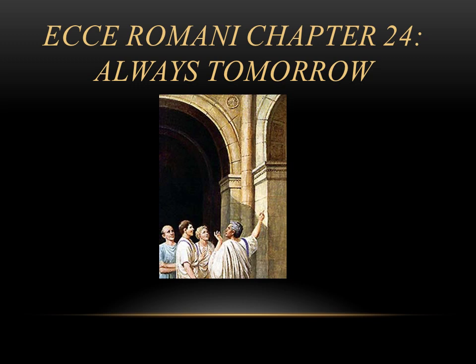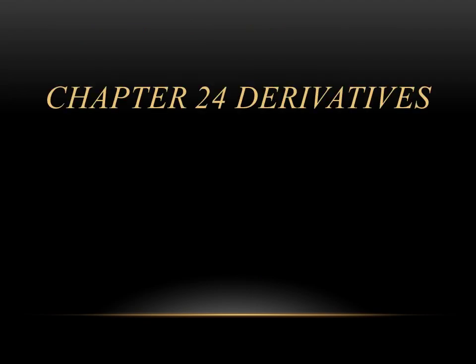The main part of this grammar though is going to be finishing off the tenses. So by the end of this video you'll see the last two tenses, which are called the pluperfect and the future perfect, and we'll see how they relate to the four that we've already learned throughout the book. To start, let's take a look at the derivatives for chapter 24.